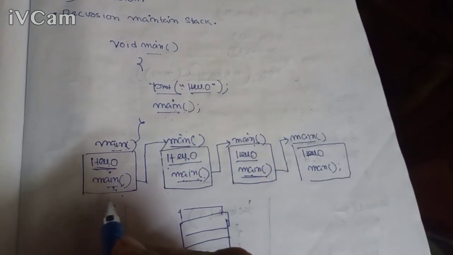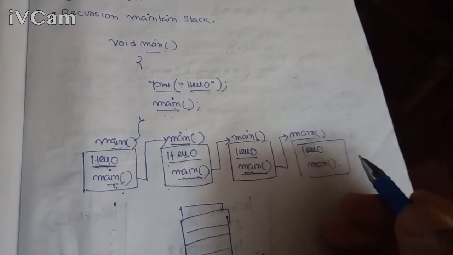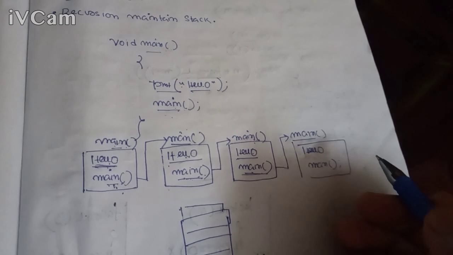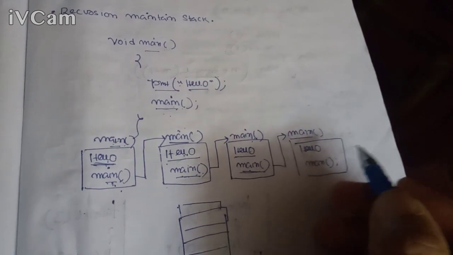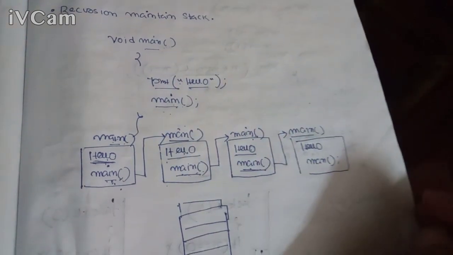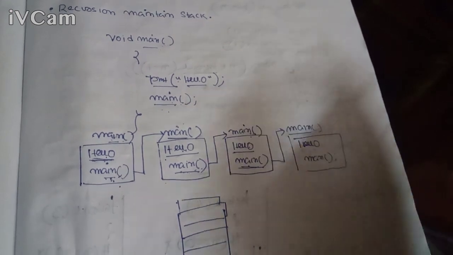So in this program, the main function calls itself repeatedly. How many times will it call? It will call an infinite number of times. Why? Because we don't put any base condition there. Now what is a base condition? We will discuss it in our next example.